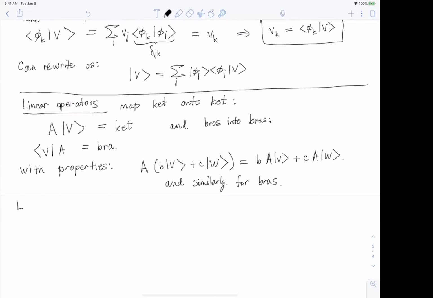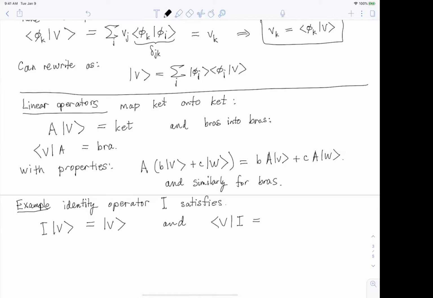Okay, so let's give some examples. The first example is the easiest, and that's there's something called the identity operator, which basically does nothing. We're going to call it I in this class, and it satisfies that if I act with I on any vector, I just get back the original vector. And if I act on any bra vector with I, I get back the same bra vector. And it's important that that's true for every vector.